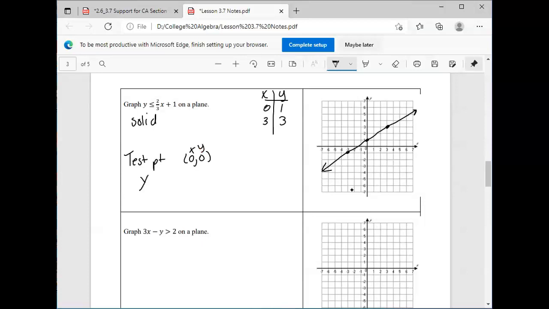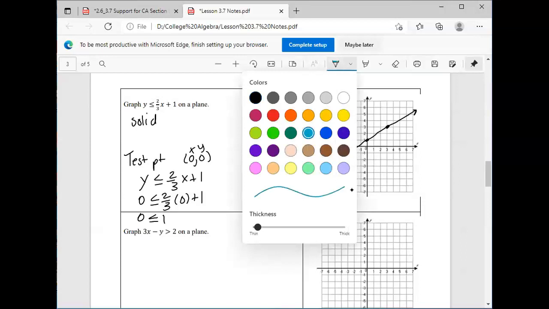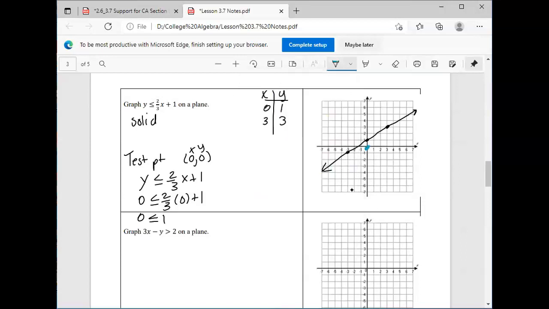So I'm going to go y is less than or equal to 2/3 times x plus 1, but I'm going to plug in zeros for my y's and my x's. Well, that's going to give me 0 is less than or equal to 1. That's true, correct? 0 is less than or equal to 1. So this point right here, 0, 0, is one of the answers because 0 is less than or equal to 1. So I would color in the point where the test point is.